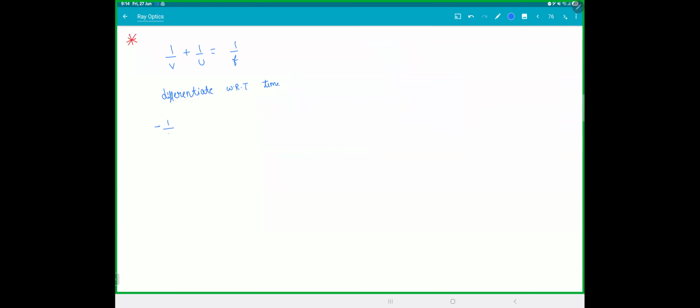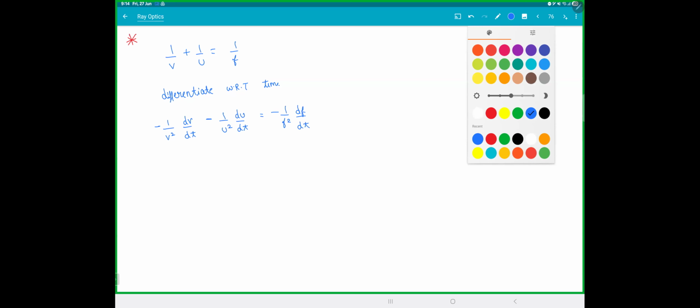This will be 1 by v square dv by dt minus 1 by u square du by dt minus 1 by f square df by dt. In our case, the focal length is constant. So this term will be 0.